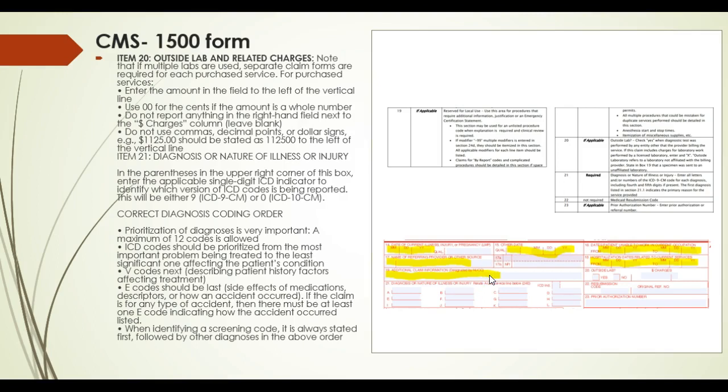So let's talk about item 19. We're going to talk about items 19 through 23. In items 19 through 23, 19 is usually reserved for local use.